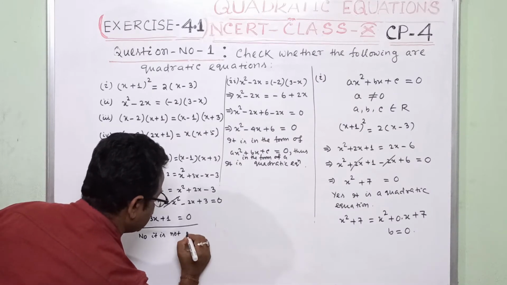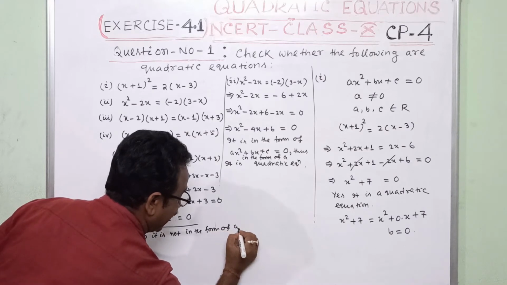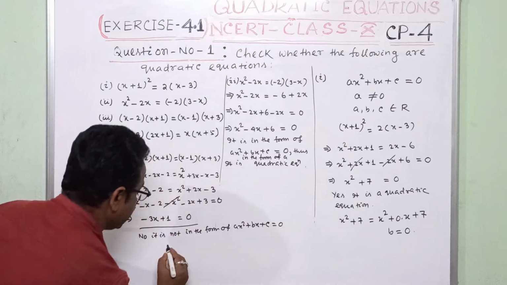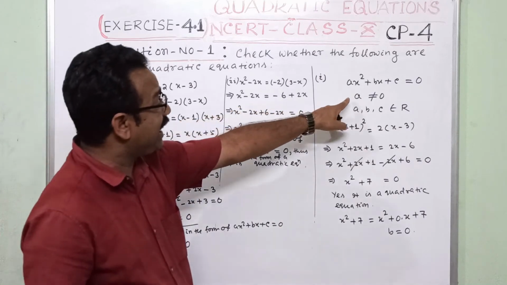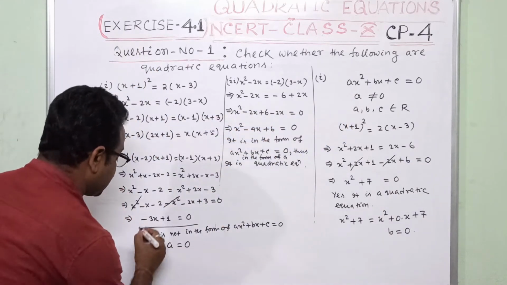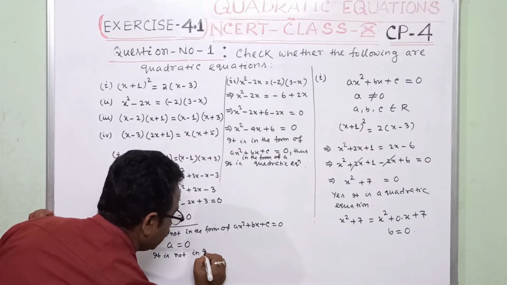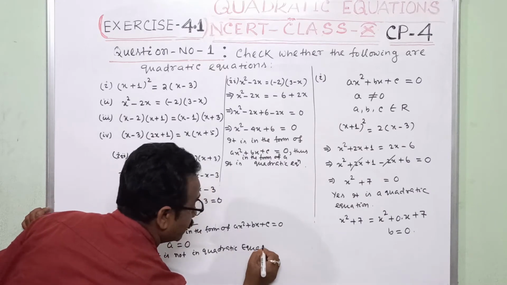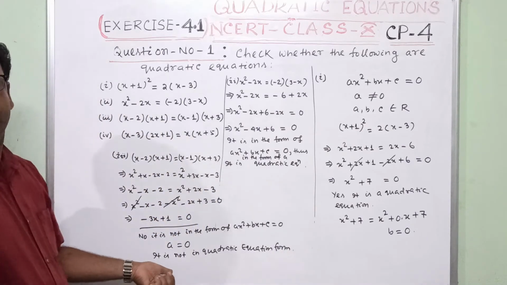It is not in the form of ax square plus bx plus c is equal to 0, where here a is equal to 0. But we have already said a cannot be 0. Hence, it is not in quadratic equation form.